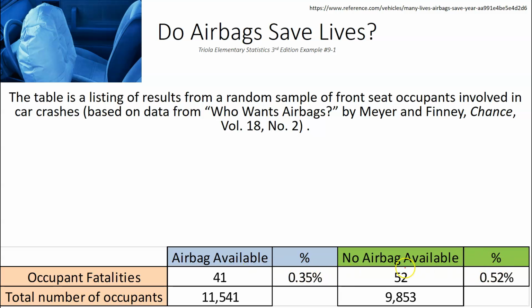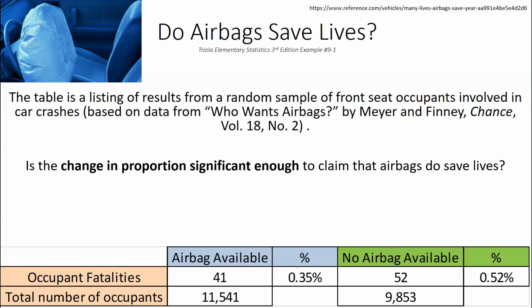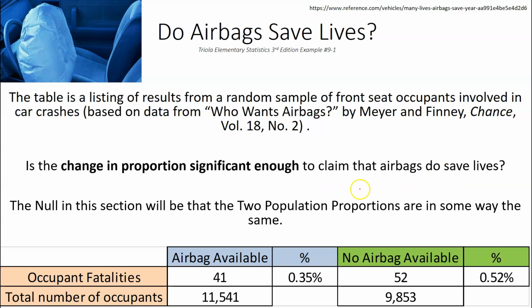Now, here's the initial numbers right here. We've got occupant fatalities, 41 out of 11,541, which is 35%, and 52 out of 9,853, which is 52%, which it does seem like this is going to be less, but at the same time, with randomness, it needs to be checked out, it needs to be tested. And so this is the kind of thing we're talking about today. We've got two different percentages, two ratios, two proportions, and we're testing to see whether or not they are the same or not. Is the change significant enough to claim that they're actually different?